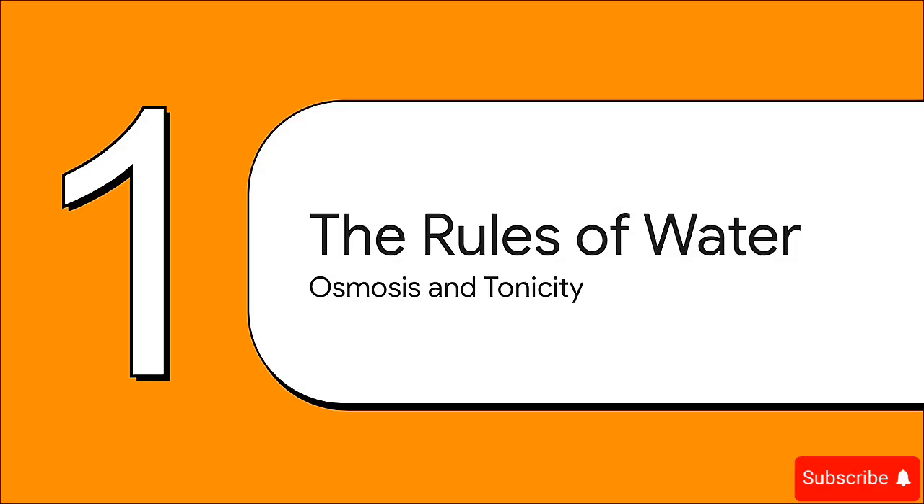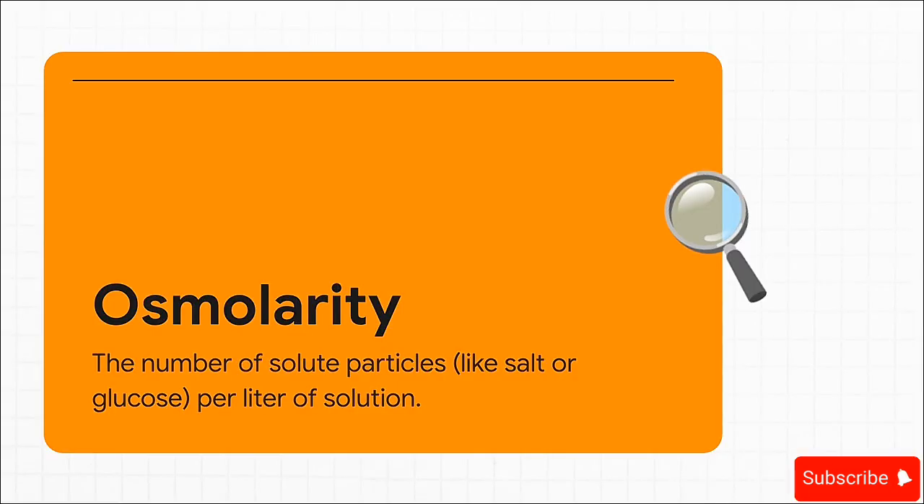Okay, so to really get a handle on this, we need to learn the two basic rules of the game. They're called osmolarity and tonicity. Now, I know they sound kind of technical, but they're really simple ideas that explain, well, everything that's about to happen. So first up, osmolarity.